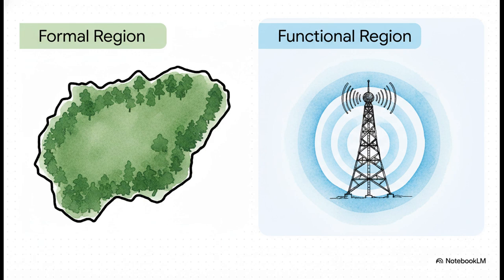So let's just quickly put these 2 side by side to make sure we've got it. A formal region is all about a uniform shared trait, like a climate zone, and it usually has a clear boundary.